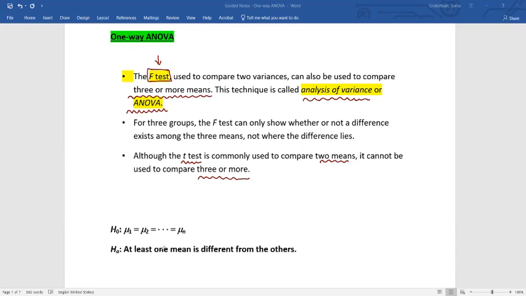So how do we set up the hypothesis? This is how we set up the hypothesis. The null hypothesis is that the means are equal. In this case, we have n different populations, where n is the number of populations. And H sub A is that at least one mean is different from the others. This will always be a right-tailed test.